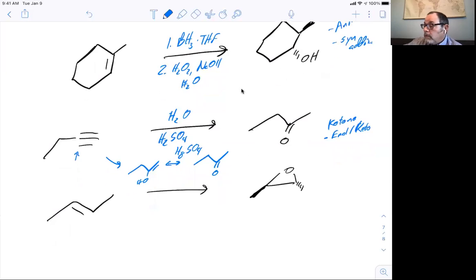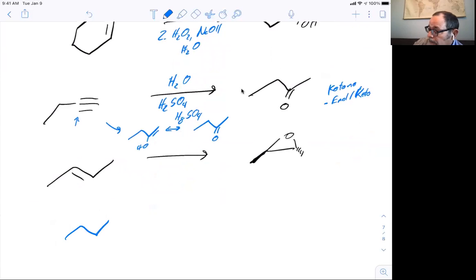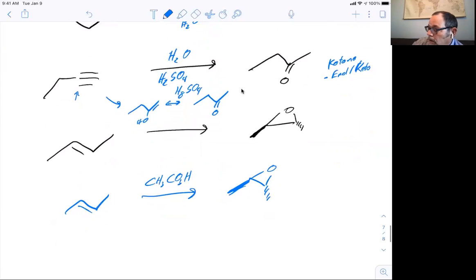This last one, we got two different possibilities. I'll just redraw it. We could use the peroxy acid. You also see MCPBA, and the PBA stands for peroxybenzoic acid. So if you don't see the three oxygens, look for MCPBA.